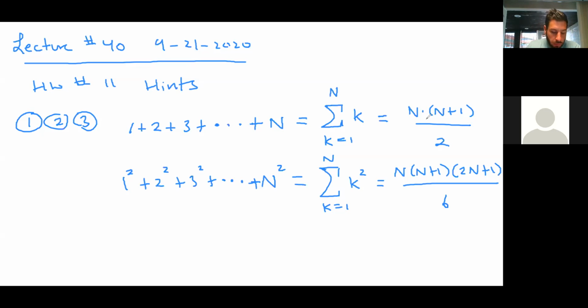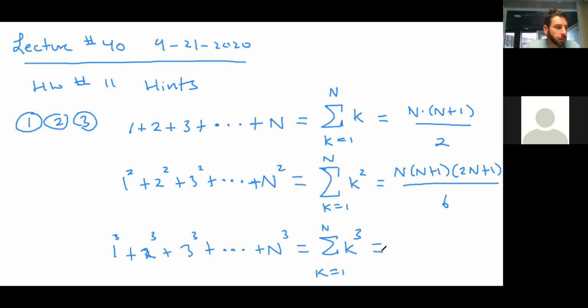And then the last one that we stated is that you can also find a formula for the cubes. If I decide to cube everything instead of squaring it, well, we can write it in the shorthand like this. But what's the formula now? Now the formula is n squared times (n plus 1) squared all over 4.